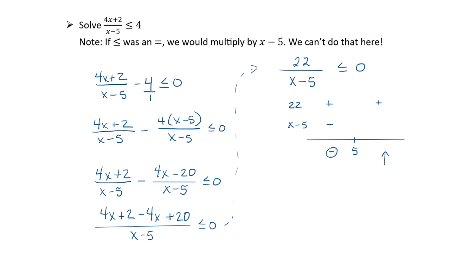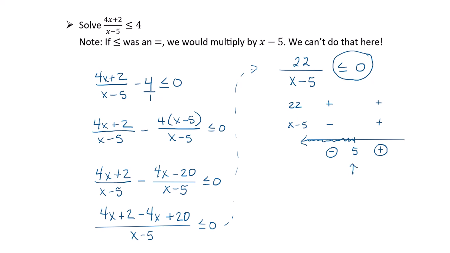Let's test this interval, maybe a 7. 7 minus 5 is positive, and we have two positives, no negatives. That turns out to be a positive interval. Now, what kind of interval do I want? I want intervals that are less than or equal to 0. This would be an interval that is negative. That's the only negative interval.